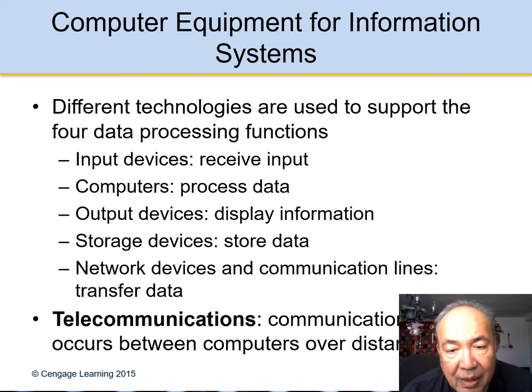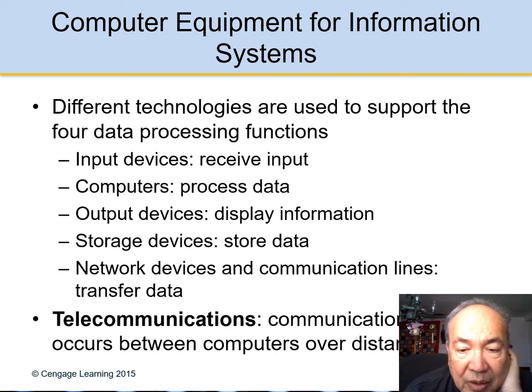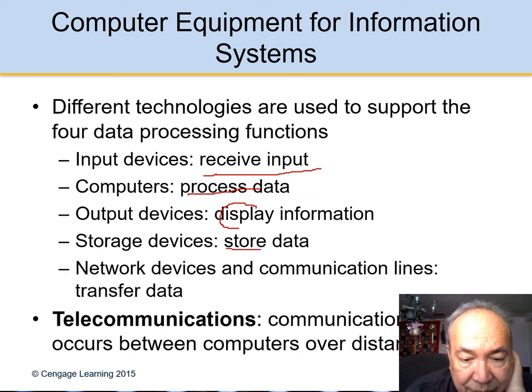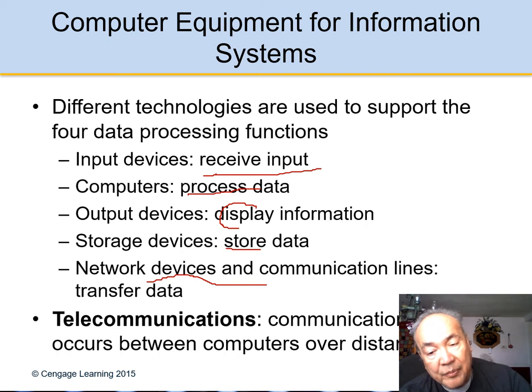Now, computer systems for information systems. Let's look at the parts of it. Different technologies are used to support data processing functions. Input devices receive the input. Computers process the data. Output devices display the information. And storage devices store the data. Network devices like the internet transfer the data from one computer to another.